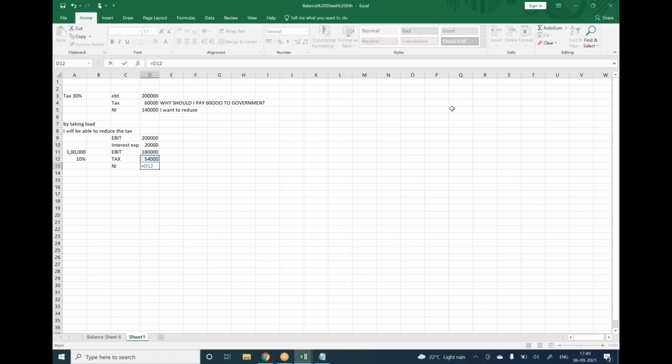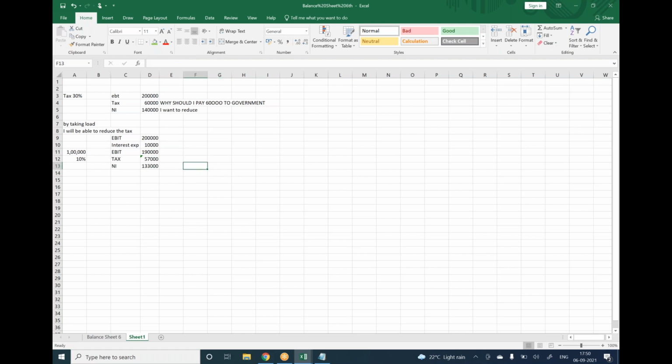And your net income is 1 lakh 26. Why is it reduced? Because I've taken an interest. I've taken a loan of 1 lakh. So 10%. 10% of 1 lakh. Oh yeah, okay, correct. So it is 10,000. Yes.